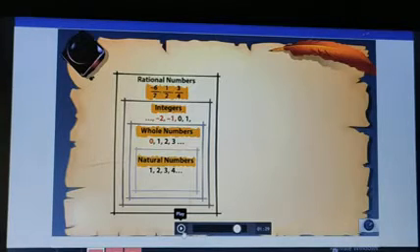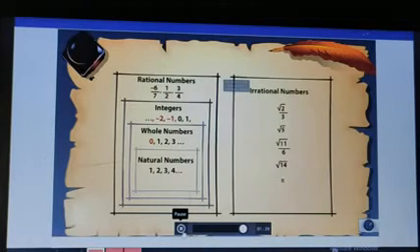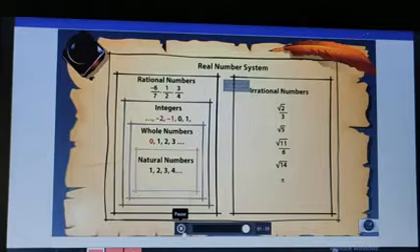Yes, the integers are also rational. If I can say 1, so I can write 1 upon 1 as p upon q. So that is also a rational number. Mathematicians realized that there were still some numbers on the number line which did not belong to any of these systems. These numbers came to be known as irrational numbers. The system of rational and irrational numbers is together known as the real number system.